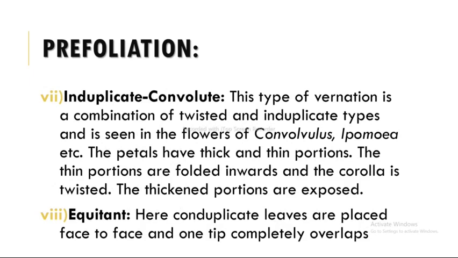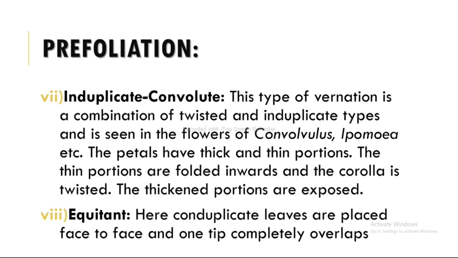The next type is the induplicate convolute. This type of vernation is a combination of twisted and induplicate types and is seen in the flowers of convolvulus and ipomoea, etc. The petals have thick and thin portions. The thin portions are folded inwards and the corolla is twisted. The thickened portions are exposed.